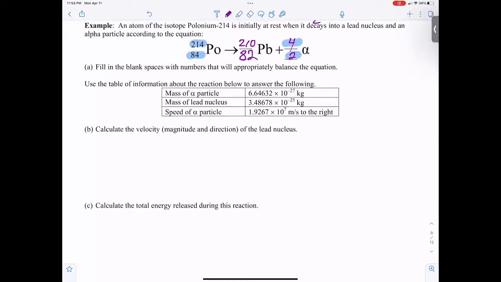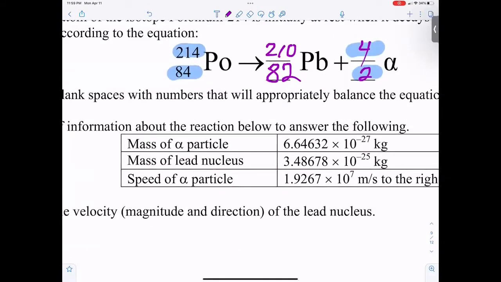Now we're going to use this table of information about these particles to answer the questions below. Do keep in mind that 1 atomic mass unit is equal to 1.660539 times 10 to the negative 27 kilograms. That will be handy when we try to convert.